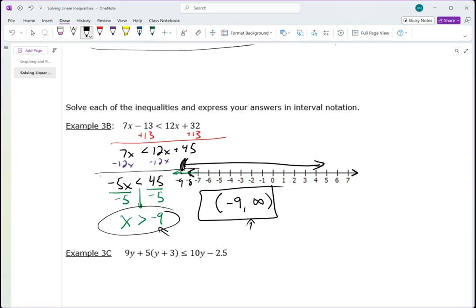This is an inequality notation. So let's go ahead and do a couple more examples.